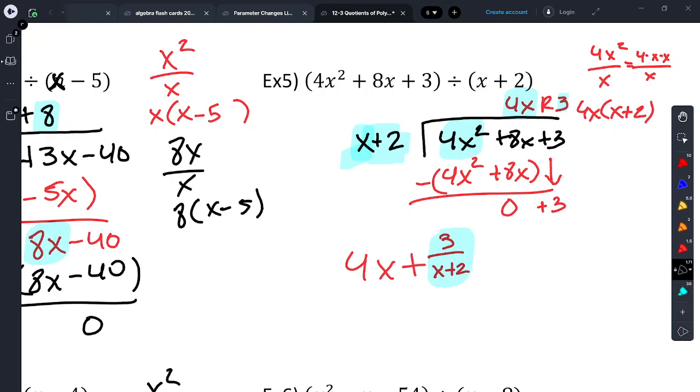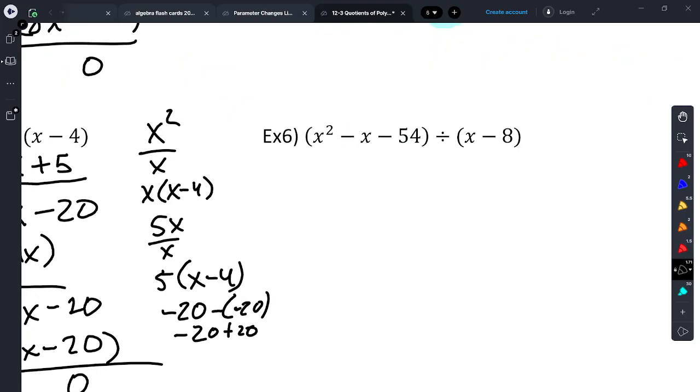All right, I could check it. What I would do, watch, is I would multiply 4x by x plus 2. I'm just going to do that quickly. That's 4x squared plus 8x, right? There's that. But I'm missing my 3. Where is it? It's my remainder. So add the remainder back, and there it is. Got it? All right, let's do it again. I'm going to make this problem a little bit harder. Let's get rid of the middle. So let's just make this x squared minus 54.